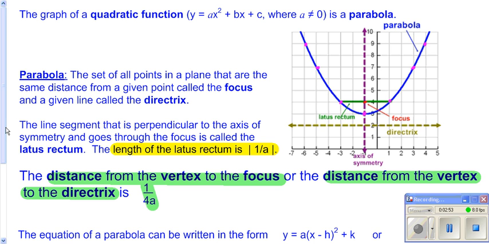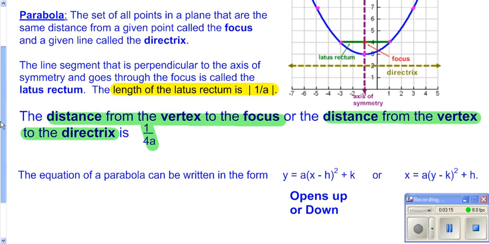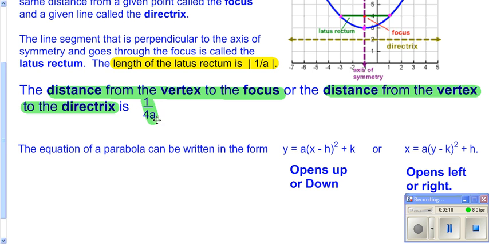Now, there's also a special green segment in here. The parabola is just the blue. The green segment is called the latus rectum, and the length of that latus rectum is 1 over a. But since it's length, you need to make sure it's positive, so it's absolute value. Now, on this screen, you need to remember a couple of things. You need to remember that the distance from your vertex to your focus, meaning this distance right here, or the distance from your vertex to your directrix, this distance right here, and you know they're the same, is 1 over 4a. You also need to know that the length of your latus rectum is 1 over a, absolute value.